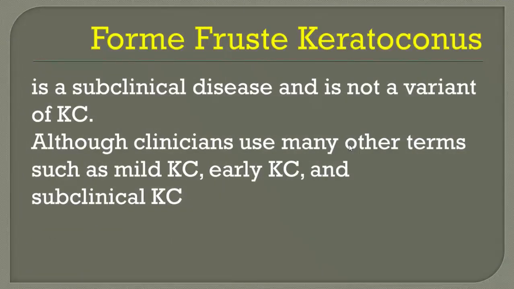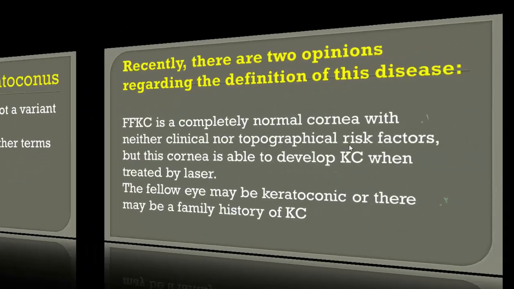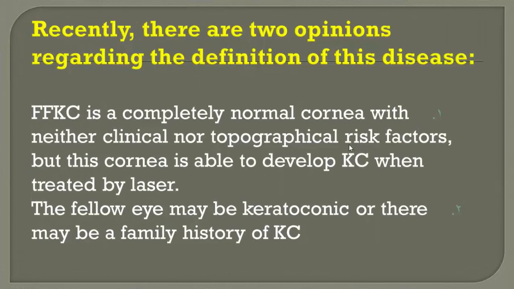Forme fruste keratoconus. It is a subclinical disease and is not a variant of keratoconus. Also, clinicians use many other terms such as mild keratoconus, early keratoconus, and subclinical keratoconus. Recently, there are two opinions regarding the definition of this disease. Forme fruste keratoconus is a completely normal cornea with neither clinical nor topographic risk factors, but this cornea is able to develop keratoconus when treated by laser.